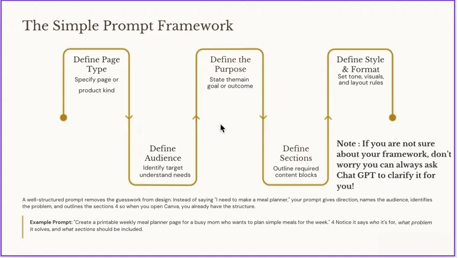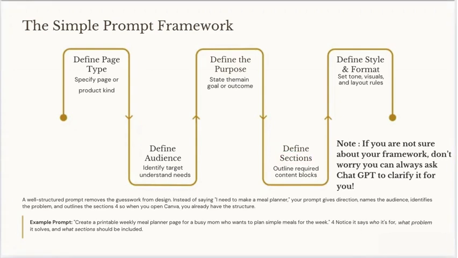That's why, like, you might want something that's uplifting. You might want something that has motivational quotes. You might want a planner that has, like, measurements, conversions on them, so that you don't always have to figure out how many teaspoons is this, how many pints is it. There's so many things you can do to customize those planners, okay? A well-structured prompt removes the guesswork from design. Instead of saying, I need to make a meal planner, your prompt gives directions, names the audience, identifies the problem, and outlines the sections. So when you open Canva, you already have a structure. Just that simple.